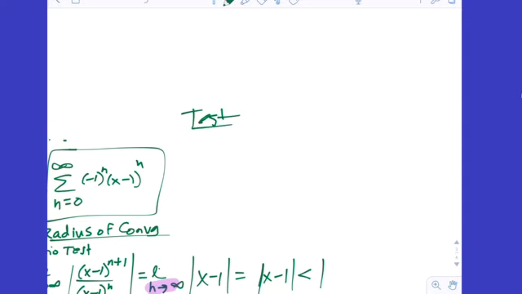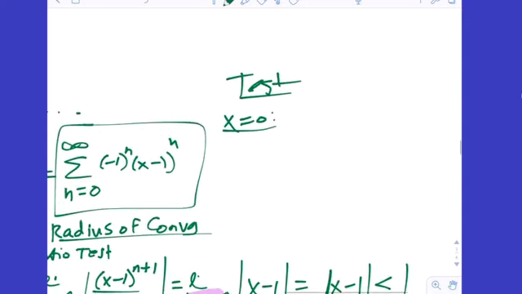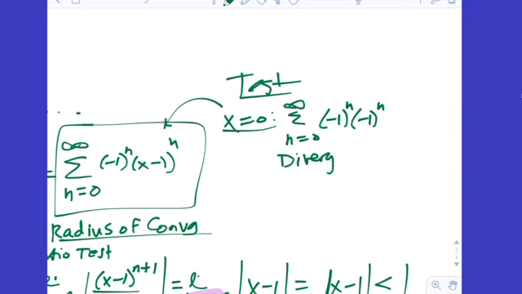We'll test the endpoints. So I got x equals 0 as one of them. I already have my sigma notation there, so I'll just plug it in right there. So we get sigma n equals 0 to infinity of negative 1 to the n times negative 1 to the n. What is that going to be? That's just 1, right? So that's 1 plus 1 plus 1 plus 1. This one diverges by the nth term test. So we can't include that endpoint.